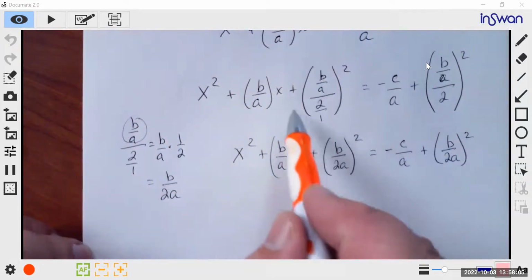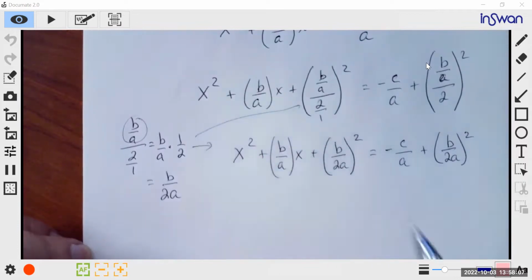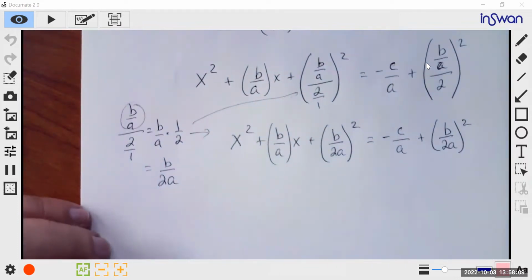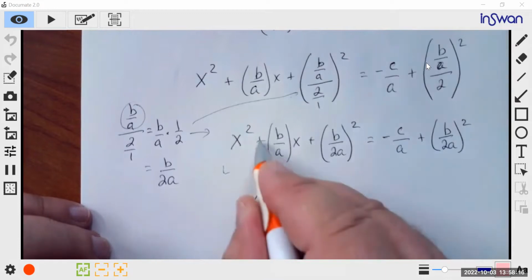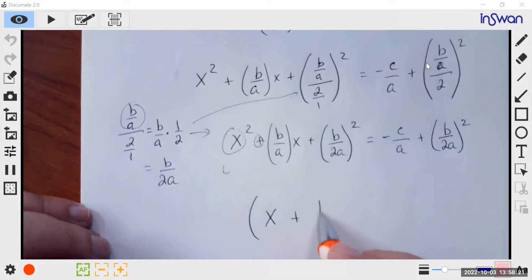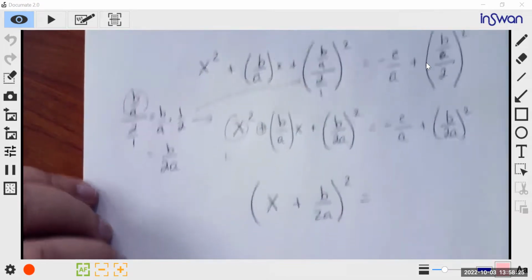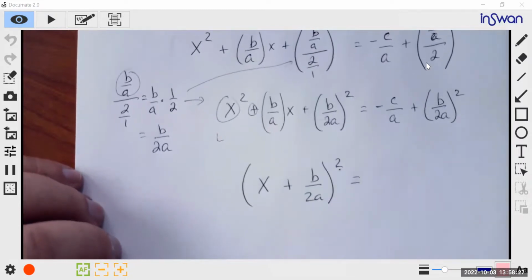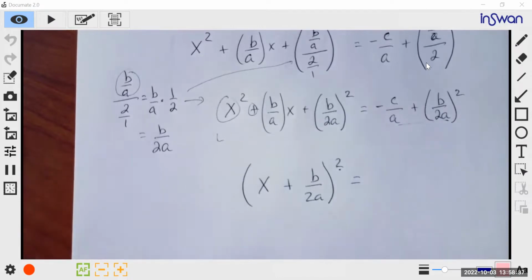So I took this, fixed it, and so we have it here now. On the left-hand side, we just take the first and last terms and the first sign and put it inside the parentheses, squared. What do you do on the right-hand side? We have to work it out. We have to simplify it to one term.